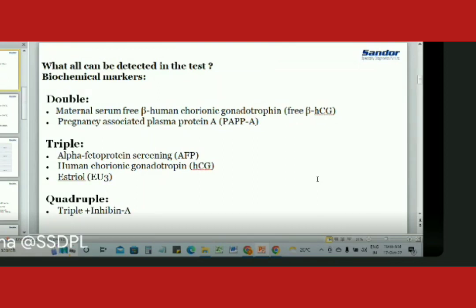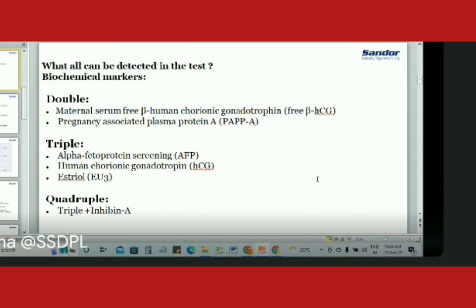Is it the elevation or the deficiency that causes these anomalies? It depends on the elevation as well as the low level. See, free beta HCG, when you take it, it increases. When you take estriol, it decreases. Basically, it has to increase, and if there is a disorder, it would be low. It will not reach the optimum. I'm just giving you a rough value.